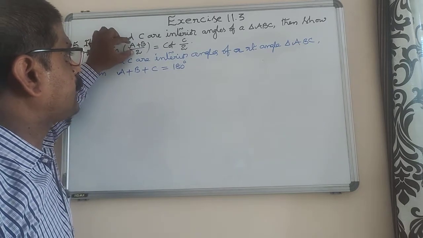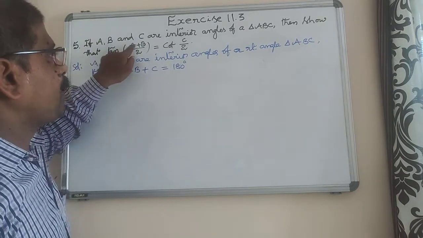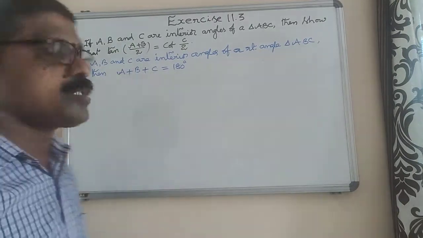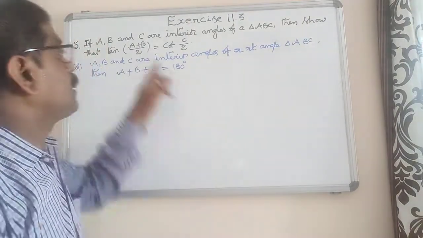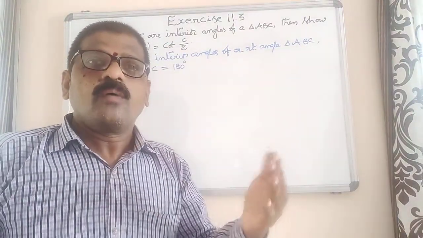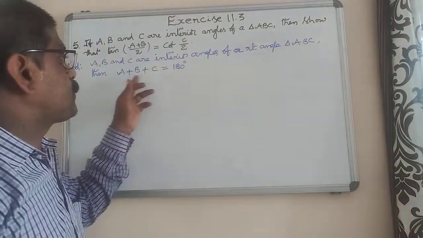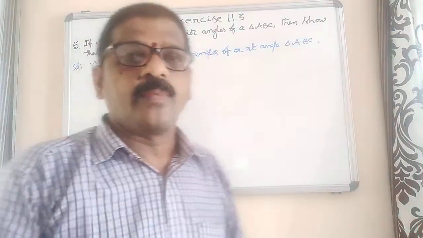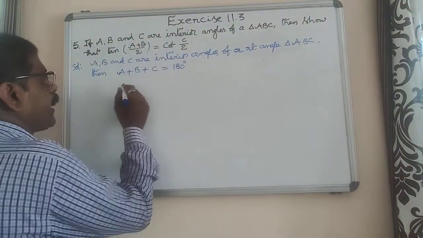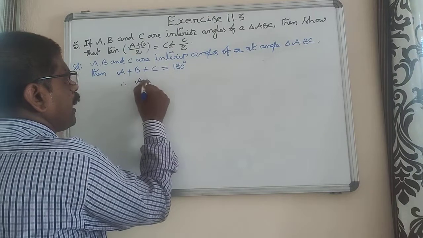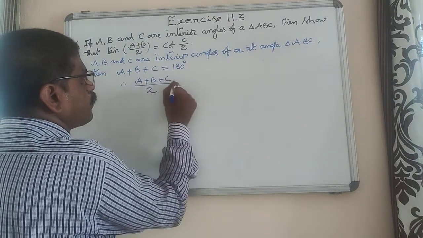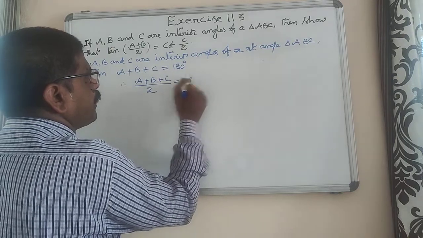Now we can write this term as (A plus B) whole by 2. Now dividing on both sides by 2. Why? Because the denominators are given to be 2. So we divide A plus B plus C equals 180 on both sides by 2. Now it will be, therefore, (A plus B plus C) whole by 2 equals 180 degrees by 2.